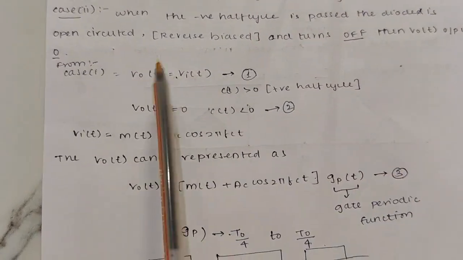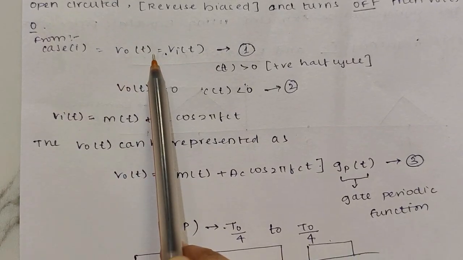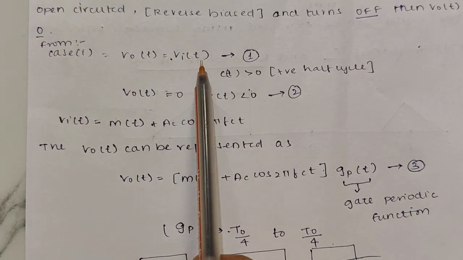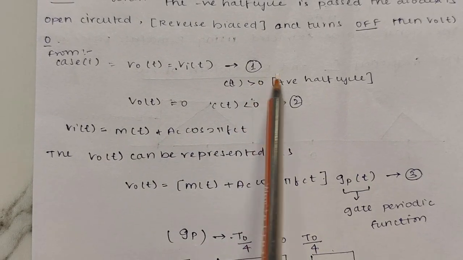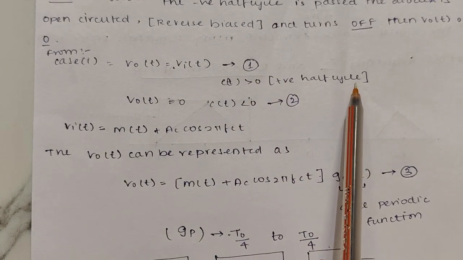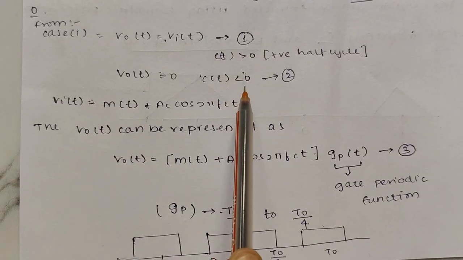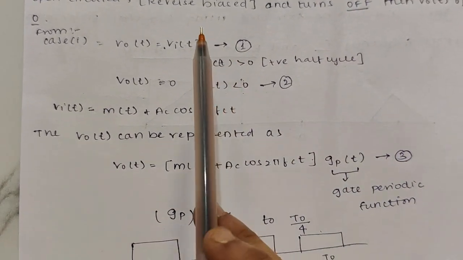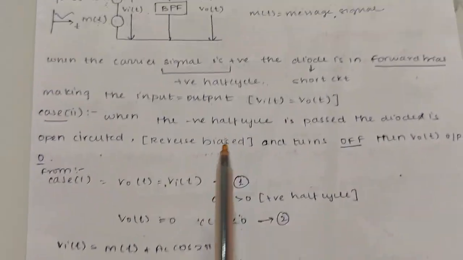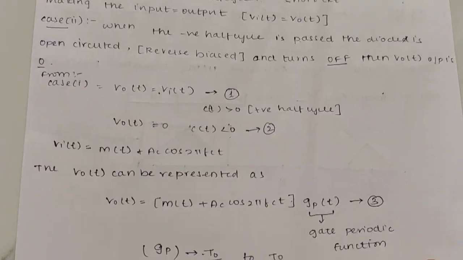So there are two equations from case 1 and case 2. V naught of t equal to Vi of t, that is equation 1, when C of t is greater than 0, that is the positive half cycle. V naught of t equal to 0 when C of t is less than 0, that is the negative half cycle. So we get two equations from the positive half cycle and the negative half cycle.